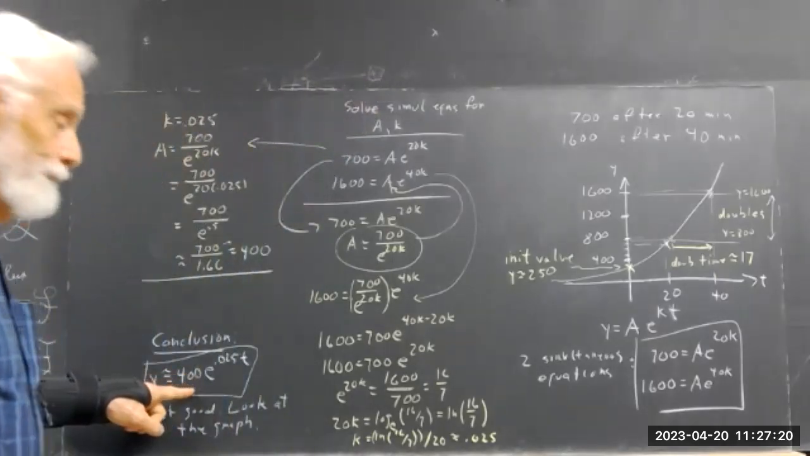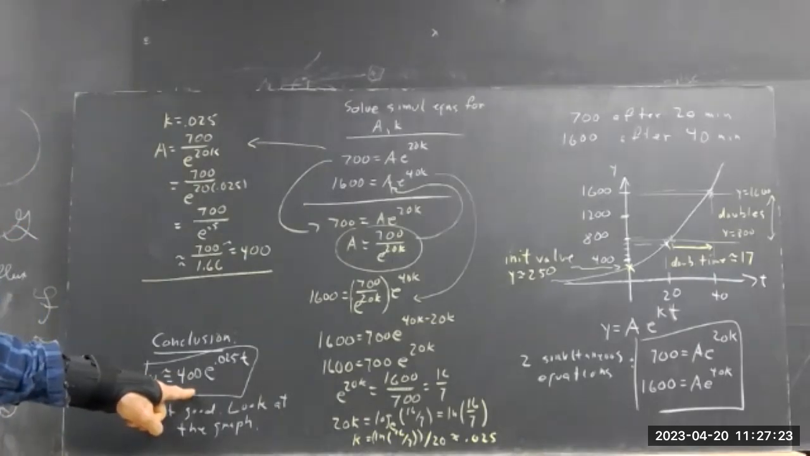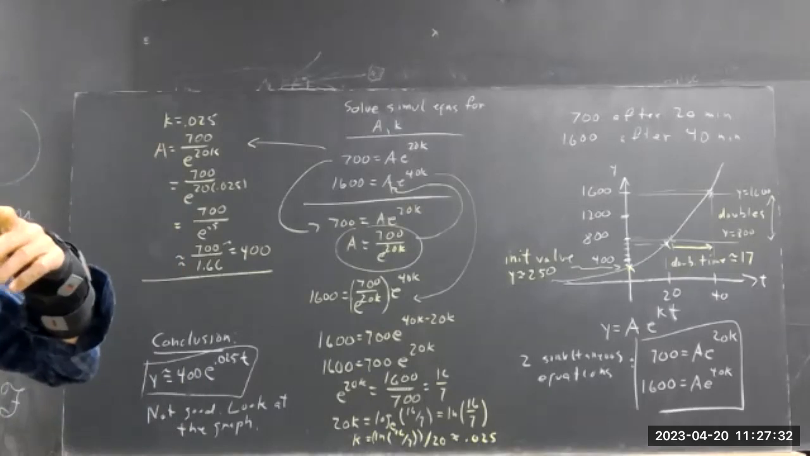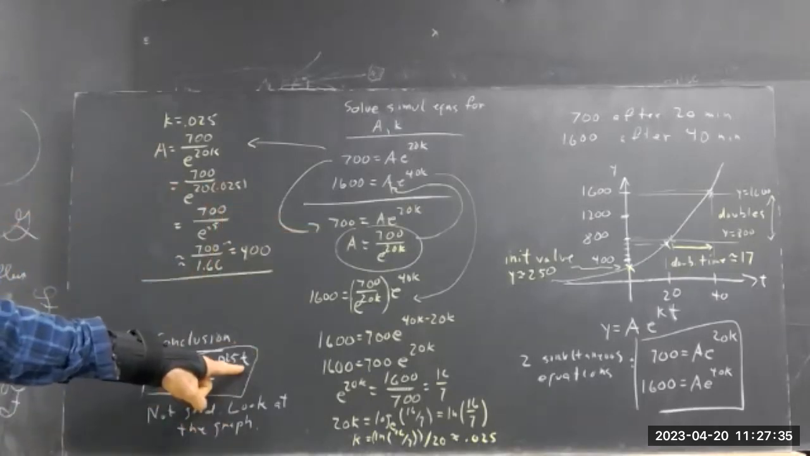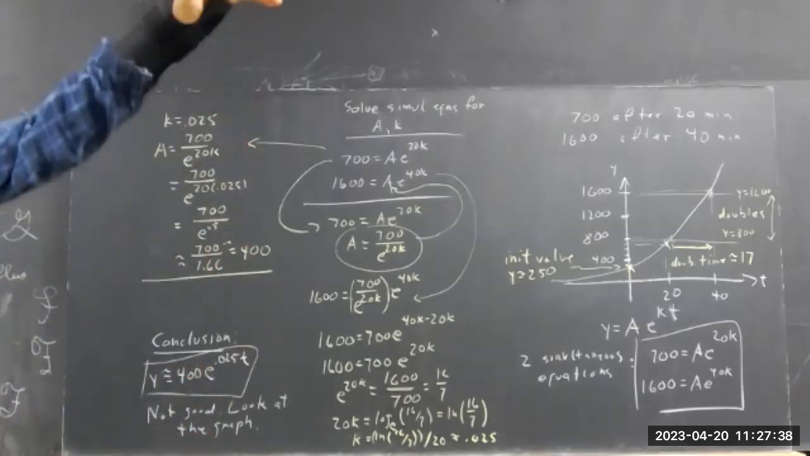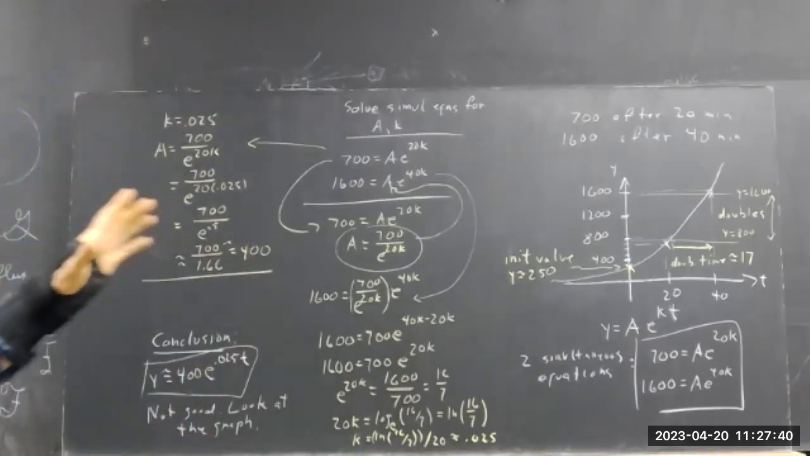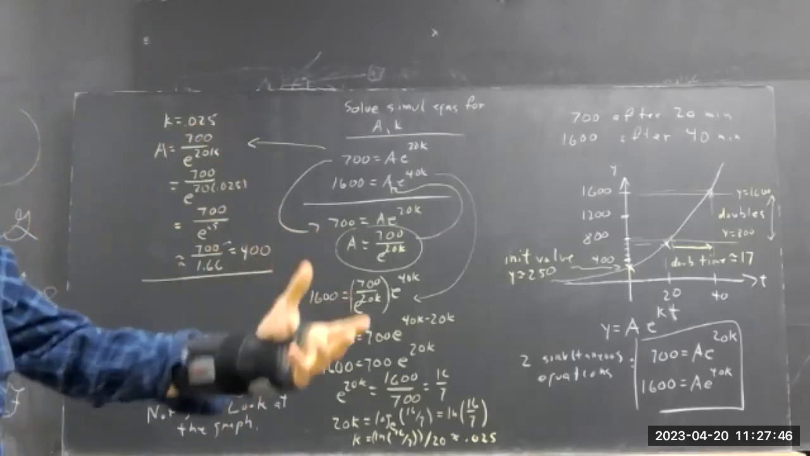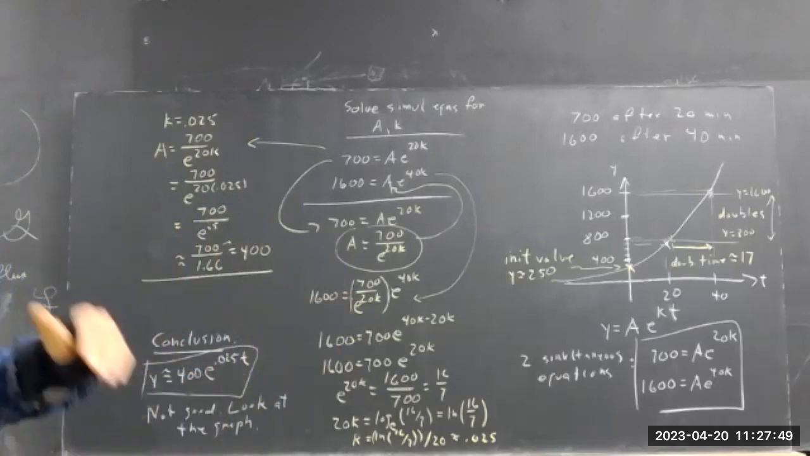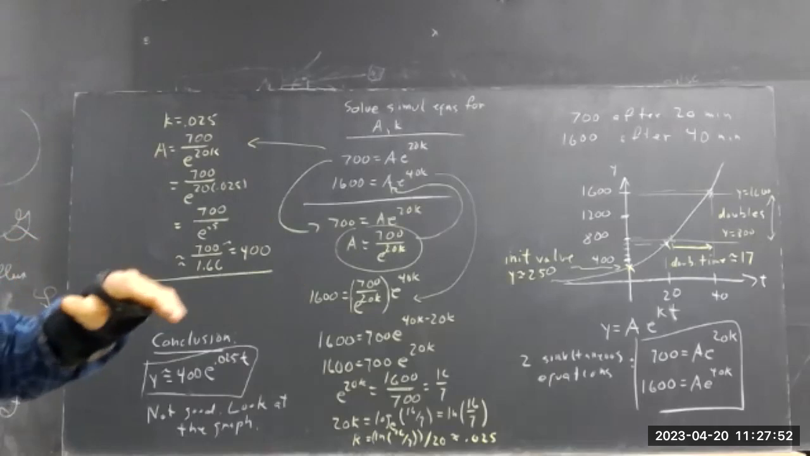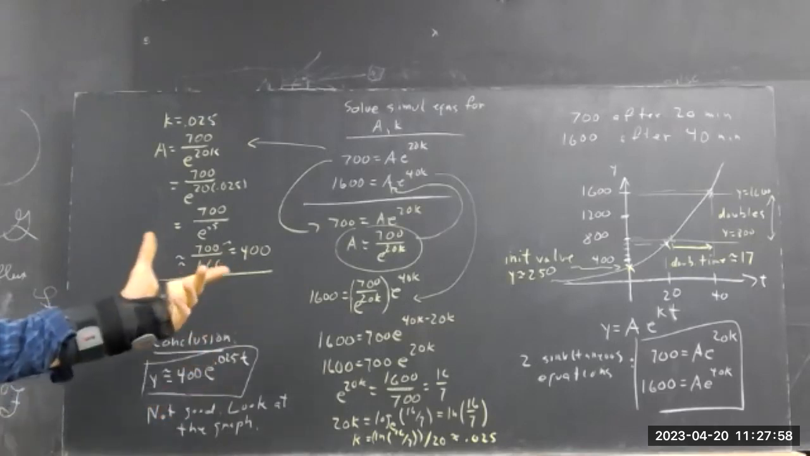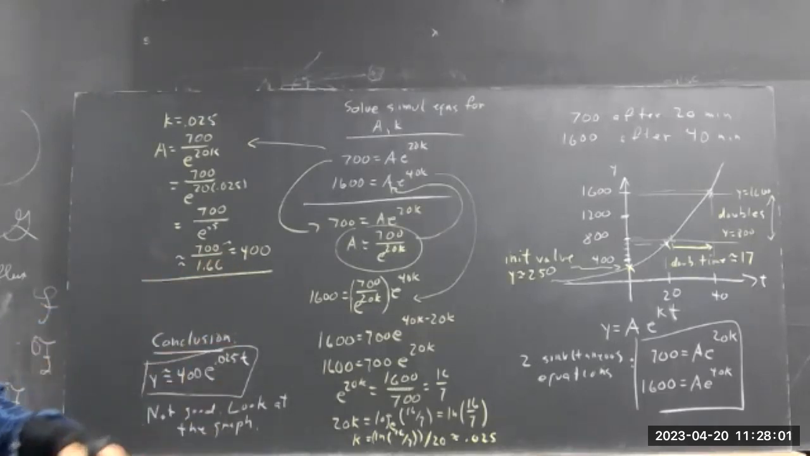And once you have the model, find the initial value, find the doubling time, find the count. Find the count after 120 minutes: plug in 120 for t. Find when the count is going to be 10,000. You plug in 10,000 for y and solve for t. You have to use logarithms, but it's straightforward.